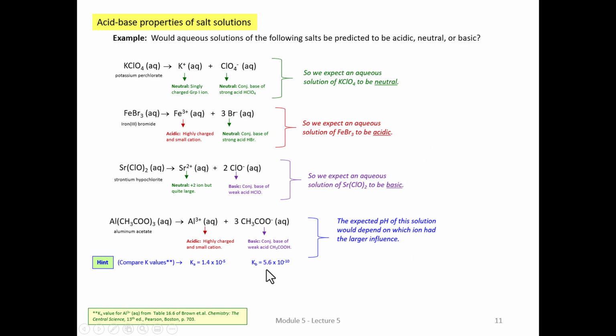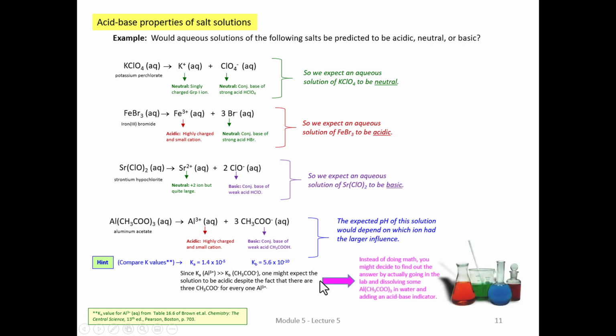So you look at that and you say, well, the Ka of the aluminum ion is a lot bigger than the Kb of the acetate. So one might expect the solution to be acidic, despite the fact that there are 3 acetates for every 1 aluminum. And so you might ask, well, what's the answer? And I say, well, instead of doing any math, you might decide to find out the answer by actually going in the lab and dissolving some aluminum acetate in water and adding an acid-base indicator. In other words, some real science.